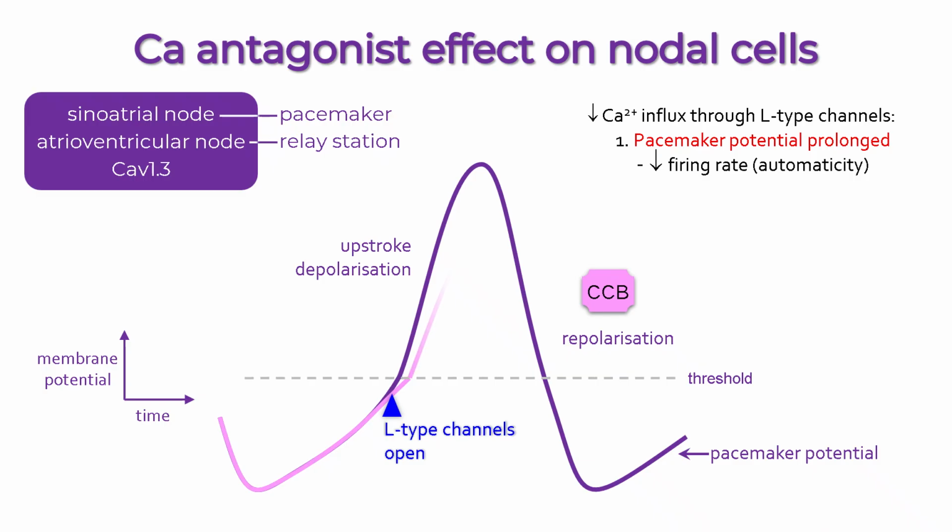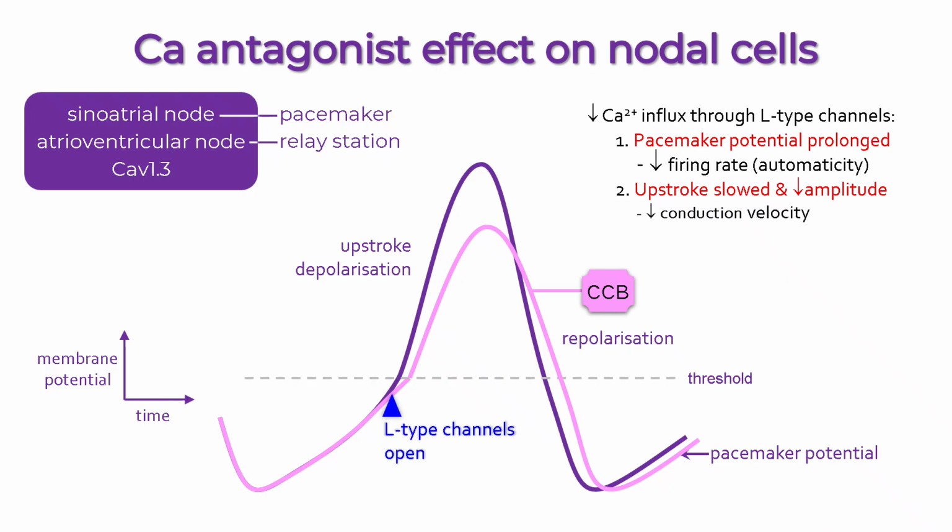The upstroke of the action potential becomes slower and reaches a smaller peak amplitude, because there is less calcium ion influx during depolarization. This slows conduction between cells in nodal tissue, which is especially important in the atrioventricular node, where it delays conduction from the atria to the ventricles.